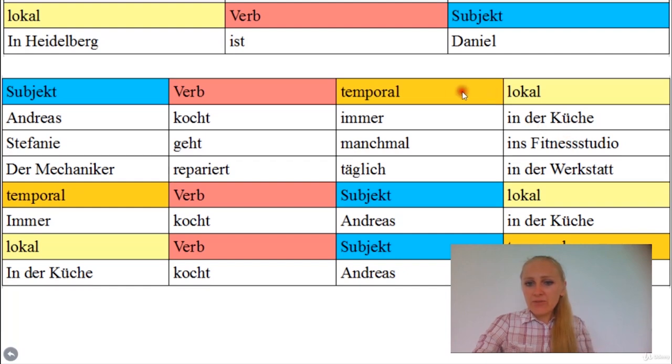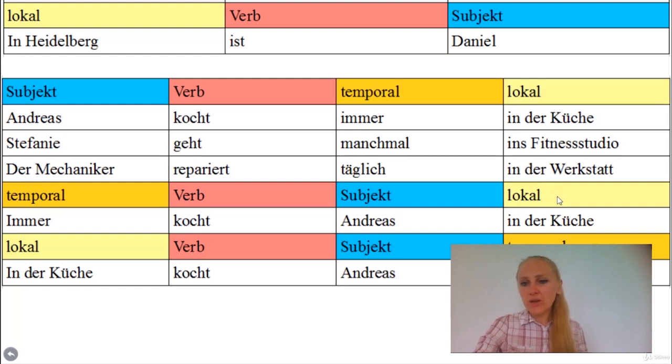So here, if you want to stress the indication of time, you can put it at the beginning. This is what we quite often do, to put the indication of time at the beginning of the sentence. Then it would be immer kocht Andreas in der Küche. Okay, but please keep in mind, as you see here, the verb always takes the second position. So it would be time, verb, then comes the subject, and then the location at the end.